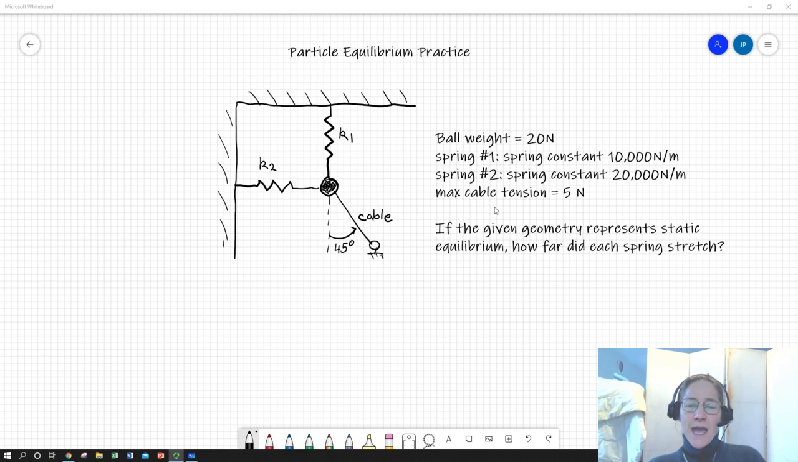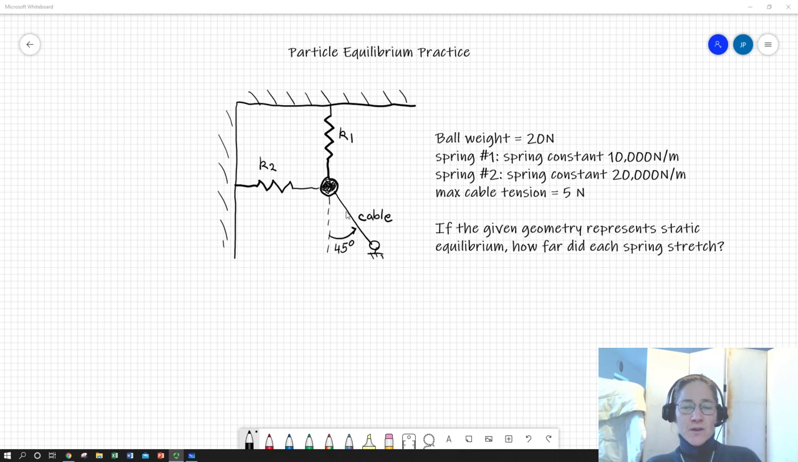And we're told that the max cable tension is 5 newtons. So that's the most force that cable can apply without breaking. And so we're basically told to assume that the cable is carrying as much tension as it can. It's applying its full 5 newtons. And these two springs are at right angles, to the vertical and the horizontal in their stretched state. So the ball has some weight, it's stretched both springs, and they're still pretty much horizontally and vertically oriented.